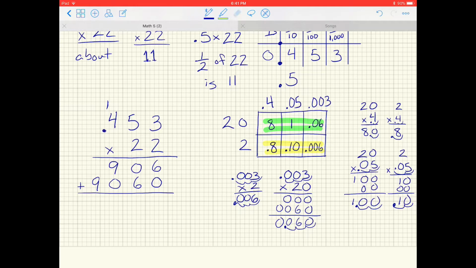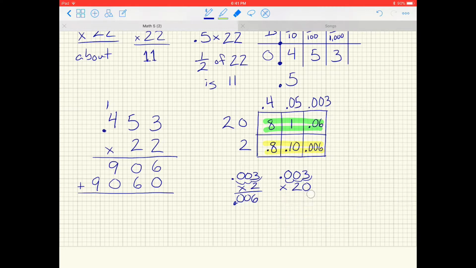Now, since it was 453 thousandths. Wait, I'm erasing all that. I'm going to add up over here first, I guess. All right, so here we go. I'm adding all this up. I'm adding the green boxes. I've got an 8, a 1, and a 6 hundredths. Add all that up, and it looks like I've got 9 and 6 hundredths, right?